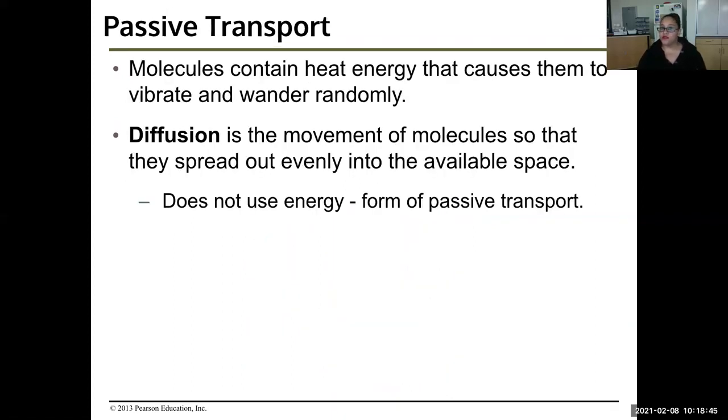Passive transport molecules contain heat energy that causes them to vibrate and wander randomly, like we talked about with the fire, the energy that comes off that fire and how it's hard to catch. Diffusion is the movement of those molecules so that they spread out evenly into the available space. It does not use energy. It's still a form of passive transport.